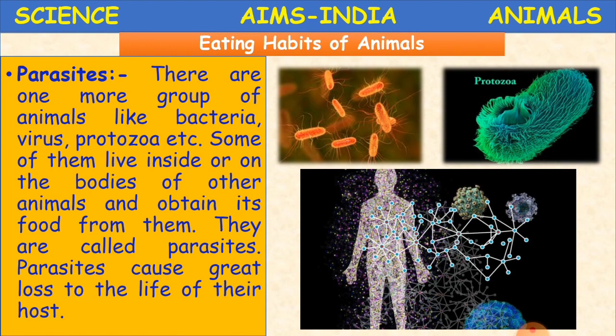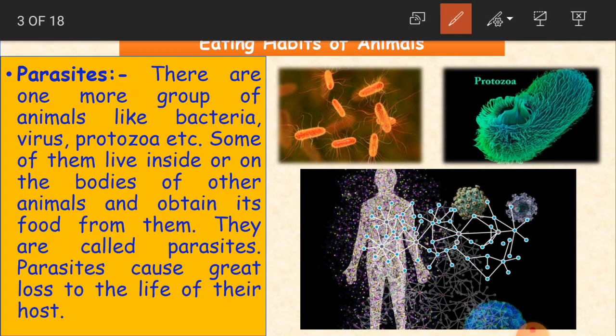So that's what I said. Because of this coronavirus, what is happening? The person affected by this particular virus has suffered a great loss with his health. So that is why parasites are very dangerous. Okay children, and what are they? They are a group of animals like bacteria, virus, protozoa and etc.